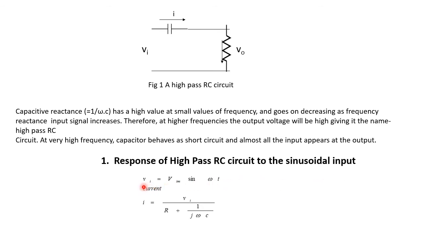Now suppose the input voltage in this case is represented by Vim sin omega t, where Vim is the amplitude. The current in the circuit will be the applied voltage upon impedance, and the impedance of this circuit is resistance R plus capacitive reactance, which is 1 upon j omega C. So this is the current I flowing through this high pass RC circuit.